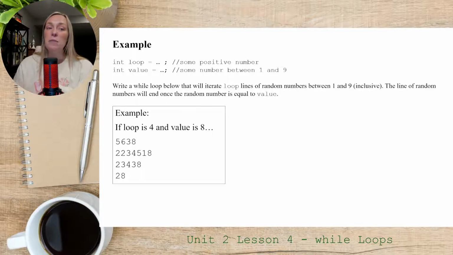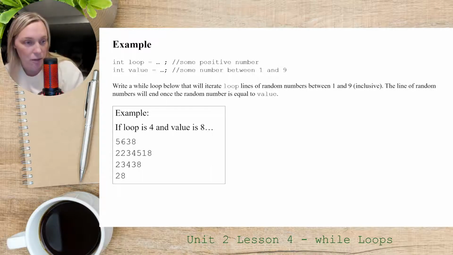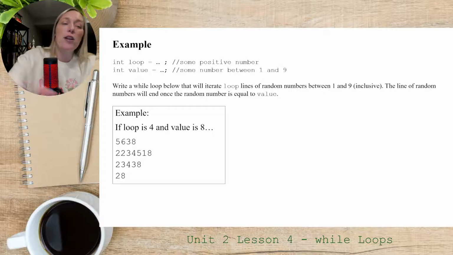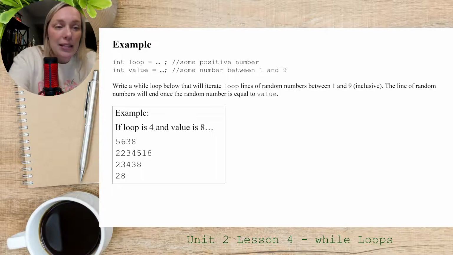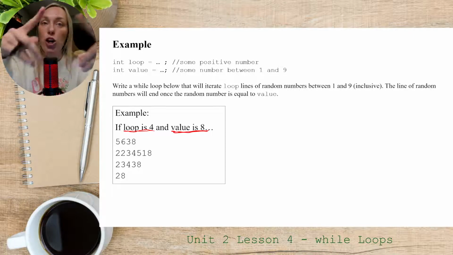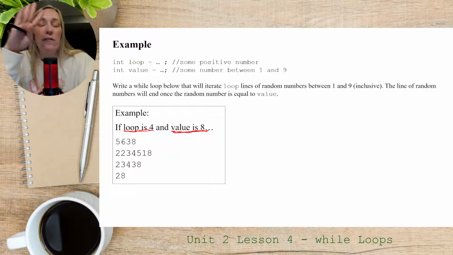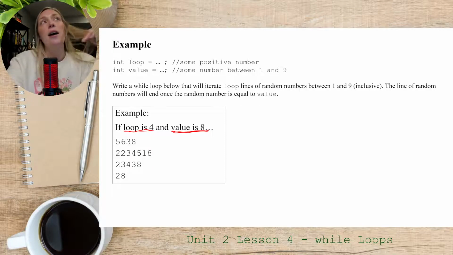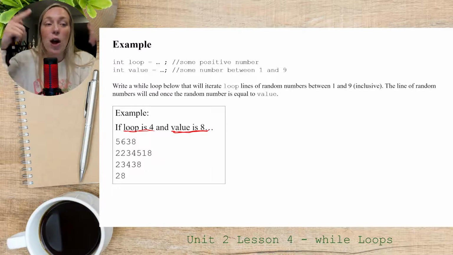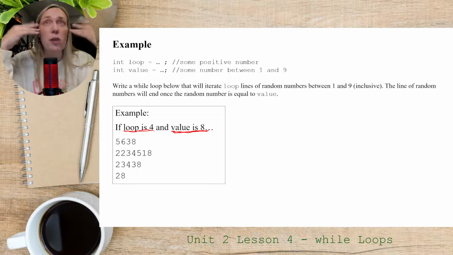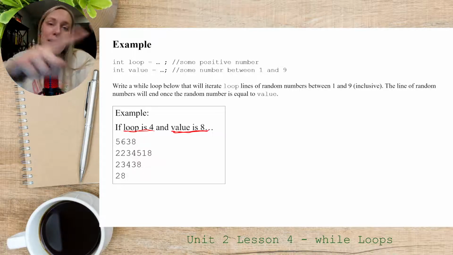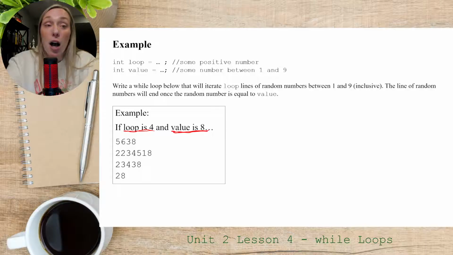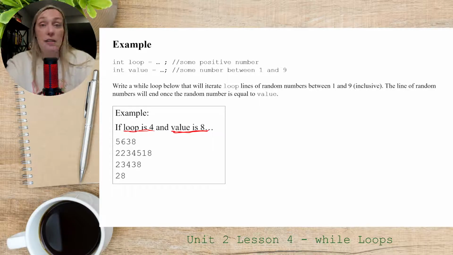The line of random numbers will end once the random number is equal to value. Okay? So if loop is 4 and value is 8. So this is an example of where we want to write code to work with different values that are going to be present. So loop in this example is 4, but loop might be 5, loop might be 6, it might be 7, it might be 100, right? Loop is just some positive number.